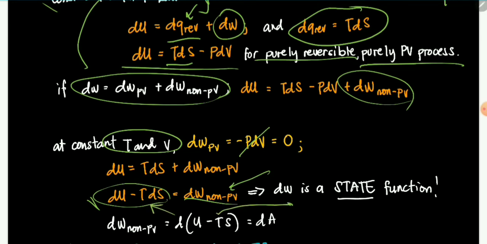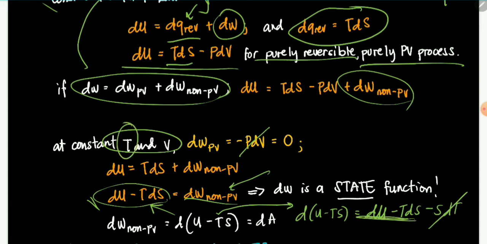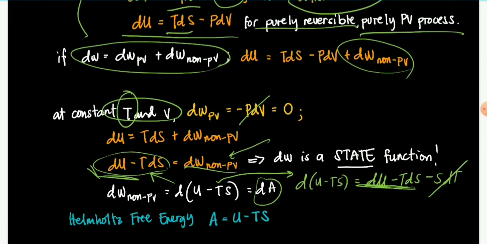So let's define this. So the dW non-PV is equal to the derivative of U minus TS, which is the same as this. Kasi kapag ginawa mo yung derivative niyan, we have d of U minus TS equals dU minus TdS minus SdT. Since constant yung temperature, according to this, okay, we have dU minus TdS, which is equal to this. Okay, so ma-define na natin yung ating non-PV work, which is dA. So, yan yung kanyang symbol. Okay, so dA is Helmholtz free energy, or A. Okay, the A here is the Helmholtz free energy. So we define A as the non-PV work at constant temperature and volume, or A is equal to U minus TS kapag symbols. Okay, so we already have another state function, which is the Helmholtz free energy.